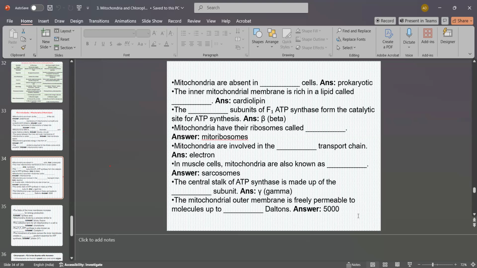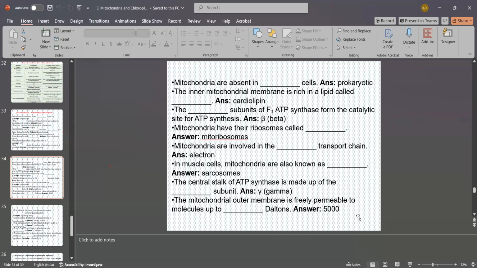The dash subunit of F1 ATP synthase forms the catalytic site for ATP synthesis, which means the beta subunits are important. Mitochondria have their own ribosomes called mitoribosomes. Mitochondria are involved in the dash, the electron transport chain. In muscle cells, mitochondria are also known as sarcosomes. The central stalk of ATP synthase is made up of the gamma subunit. The mitochondrial outer membrane is freely permeable to molecules up to dash, which means 5,000 Daltons.